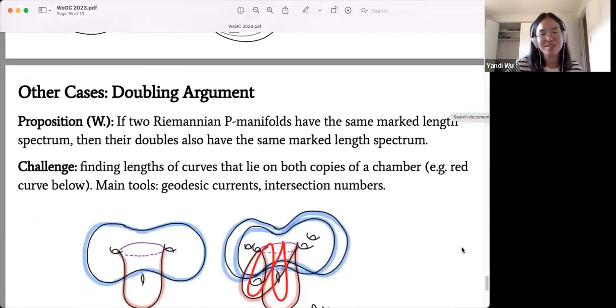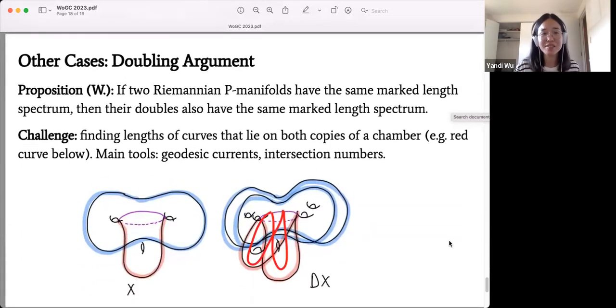And I just want to present the key difficulty with the doubling argument, which is that in order to reduce to the base case, you need to show that if you have two p-manifolds with the same mark length spectrum, then their doubles also have the same mark length spectrum. That's not trivial, because the mark length spectrum of the double has a lot more data than the mark length spectrum of the undoubled p-manifold. For example, I have this very badly drawn diagram here with a red closed geodesic. The length of that red geodesic is part of the mark length spectrum of my double, but I can't really recover that length from the mark length spectrum of my original p-manifold. So I have to figure out how to do that somehow.